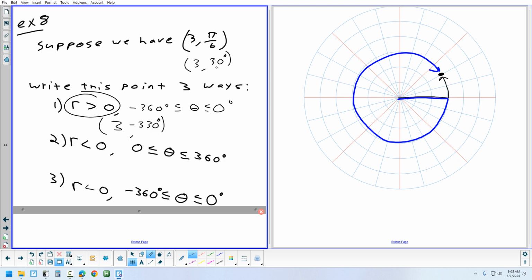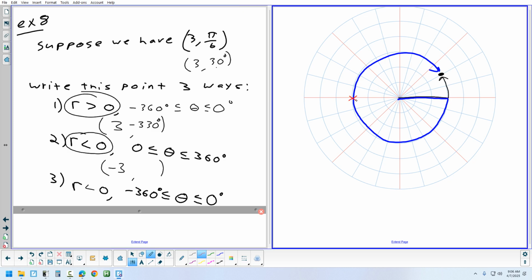All right, let's try the second one. This time they want r to be less than 0. What number can I use that's less than 0 and would land me on the third ring? Negative 3. It has to be negative 3. All right, so we're going to go left 3. 1, 2, 3. So start from there. And they want me to go both ways, but in this one, which way do they want me to rotate?